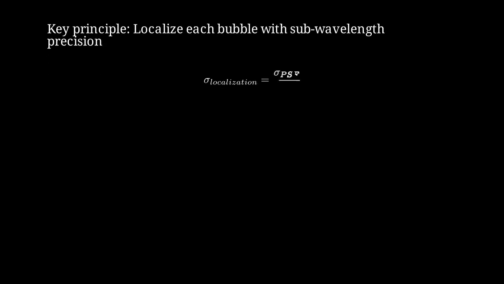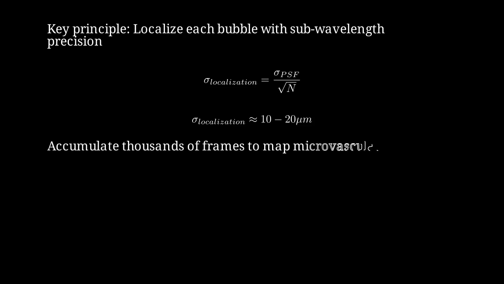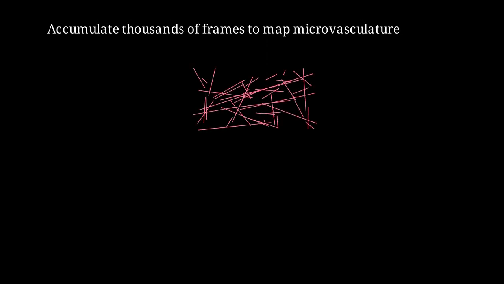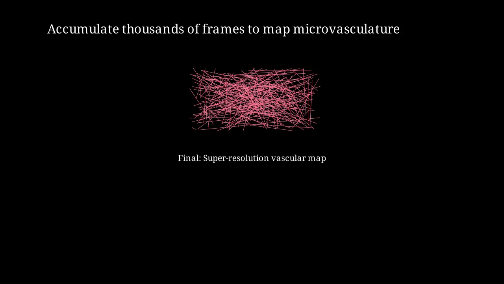The localization precision sigma equals the point spread function width divided by square root of n, where n is the number of detected photons or echoes. Typical localization precision achieves 10 to 20 micrometers, which is 10 times better than diffraction-limited resolution. By accumulating localizations from thousands of video frames over several seconds, we build up a detailed map of the microvasculature. The final result is a super-resolution image revealing vessels and structures far below the diffraction limit.